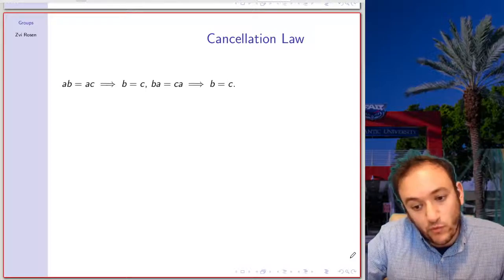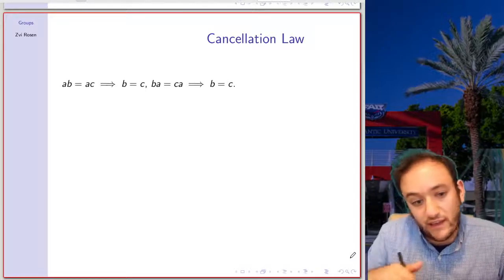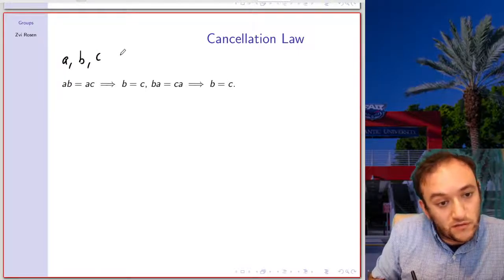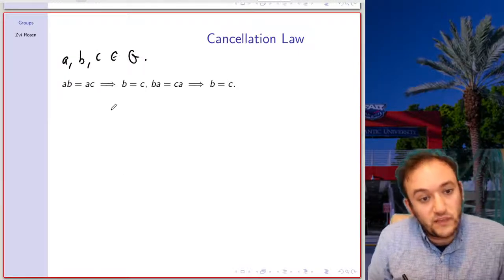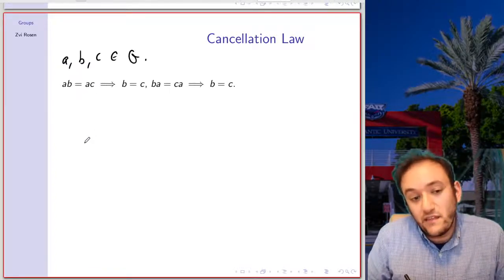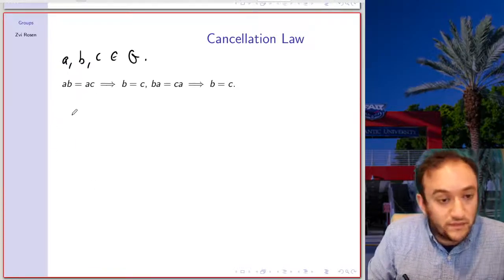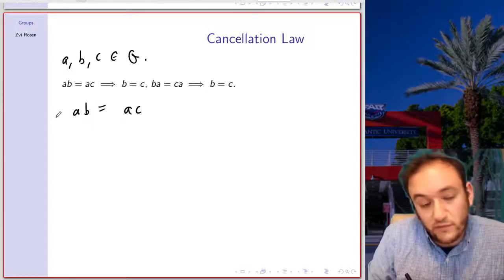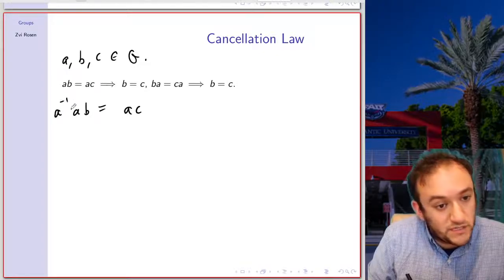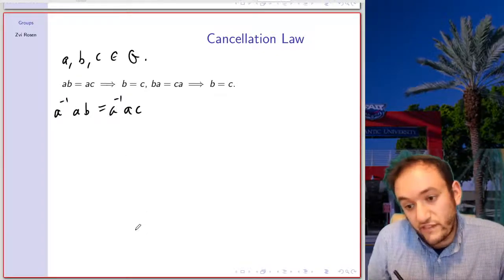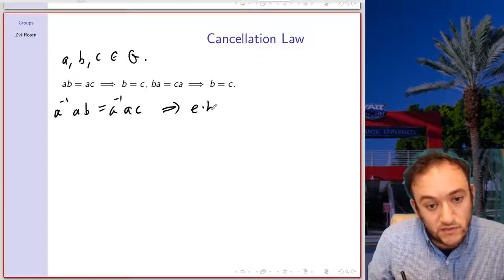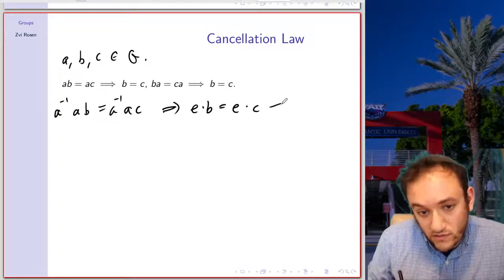Okay, one more result to show, and then we'll call it a day. If you have A, B, and C in a group, if you know AB equals AC, that means that B equals C. And the reason for this is quite simple. You can multiply on the left on both sides by A inverse without affecting equality. And this tells us that E times B equals E times C, which means that B equals C.